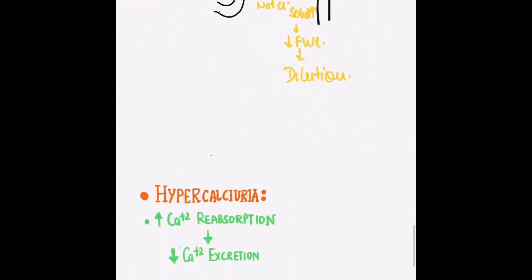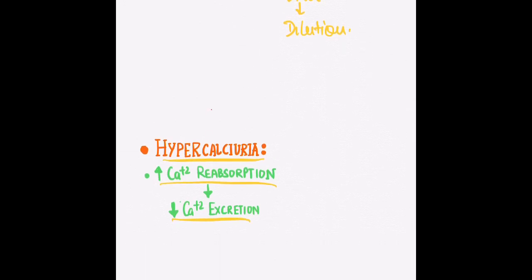Now, the final use of thiazides is hypercalciuria. As we know that thiazides increase calcium reabsorption from the lumen, thereby causing a decrease in calcium excretion via urine. This reduces the risk of precipitation of calcium renal stones.